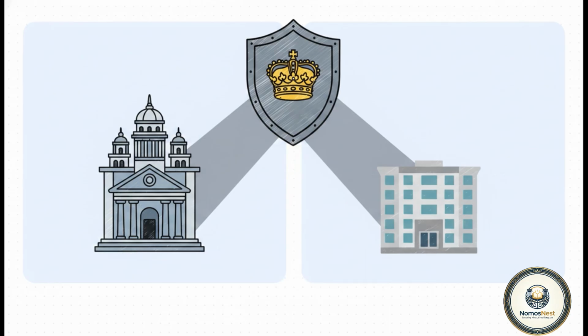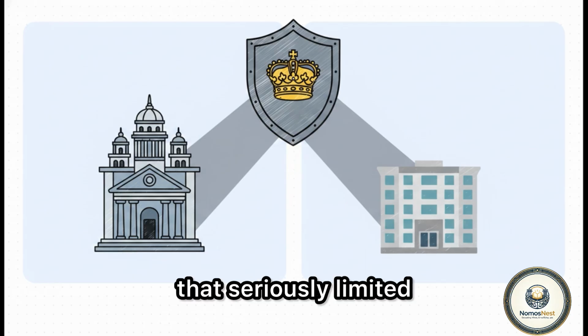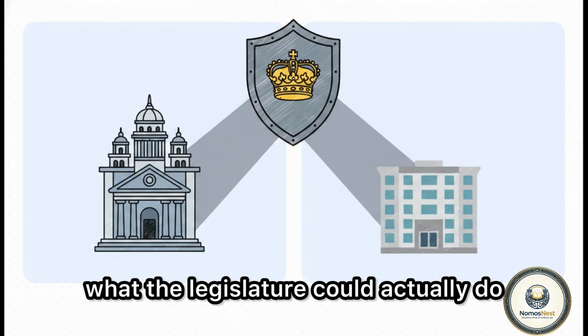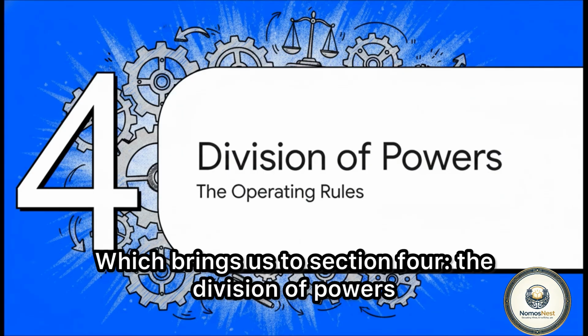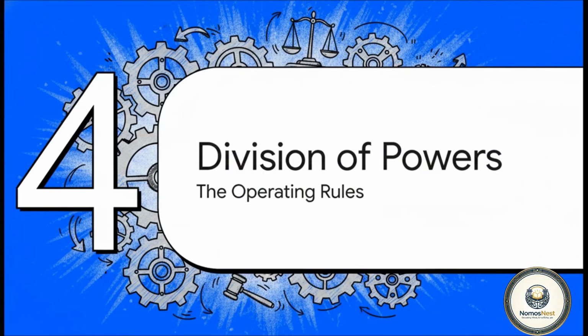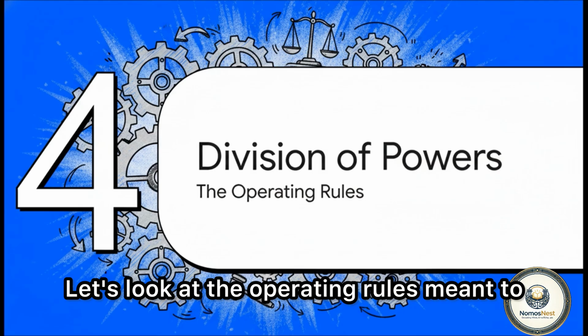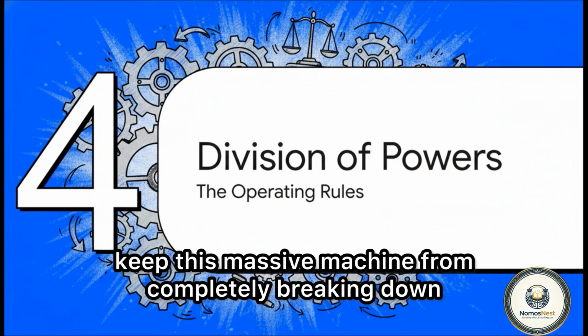And much like the center, provincial governors had special powers that seriously limited what the legislature could actually do. Which brings us to Section 4, the division of powers. Let's look at the operating rules meant to keep this massive machine from completely breaking down.